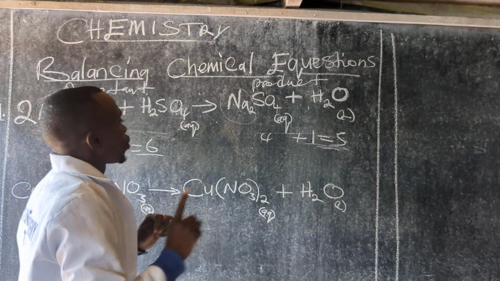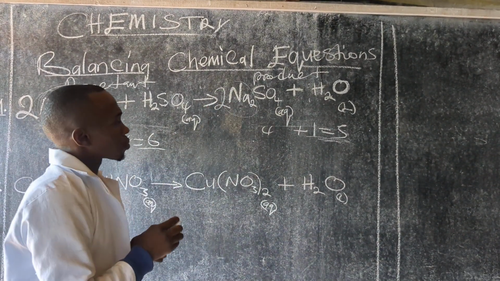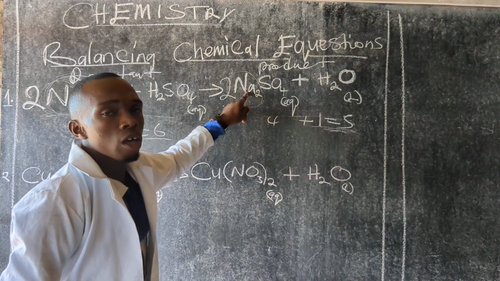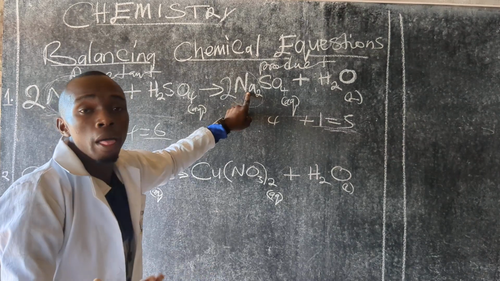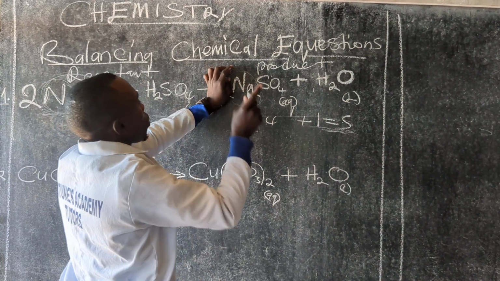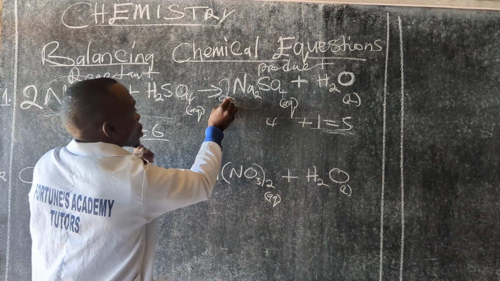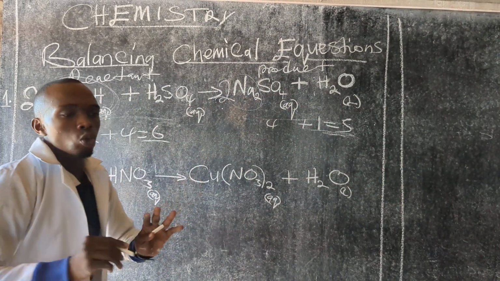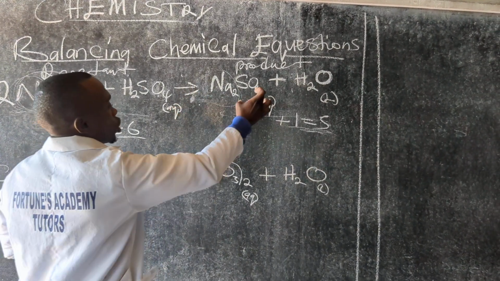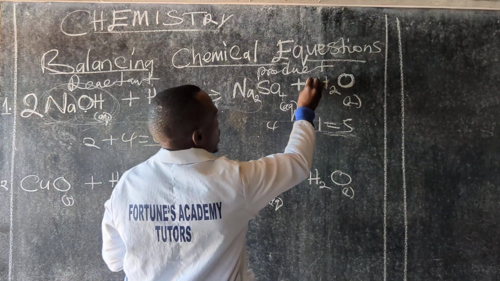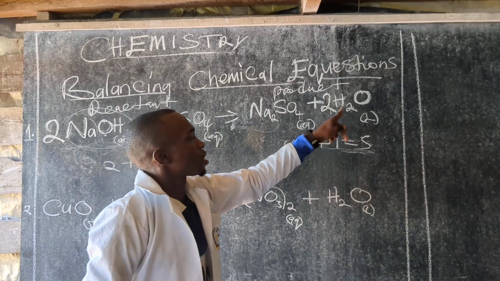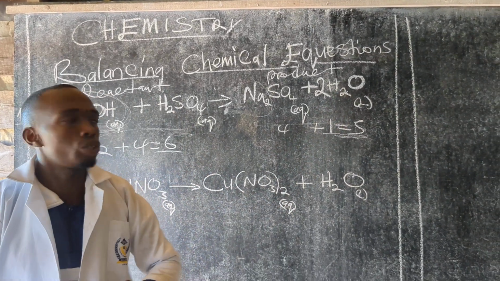Don't forget that if you put a number here, it will affect everything, including sodium, which is already balanced. This sodium is already a 2, and when you add the number here and multiply, it will give us a 4. So we would disturb sodium, so you don't add the number here, because we are just interested in oxygen. So we add a number here. Yes, even if we disturb hydrogen, we haven't balanced hydrogen yet.